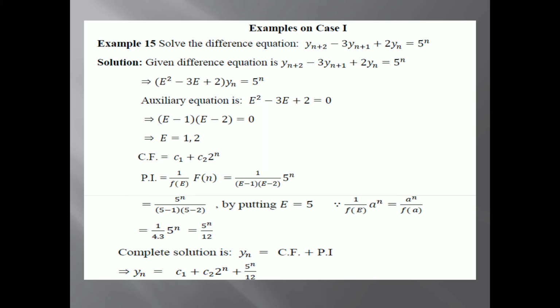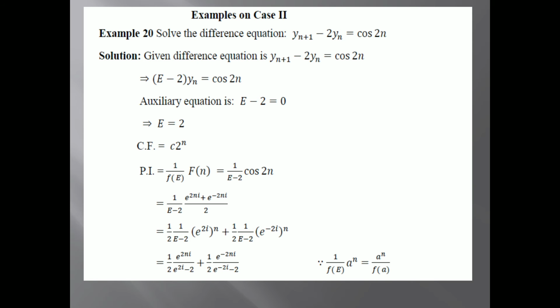Hence the complete solution of the given equation y n is equal to CF plus PI. CF is c1 plus c2 into 2 raised to n, plus PI is 5 raised to n upon 12. Now an example on case second.